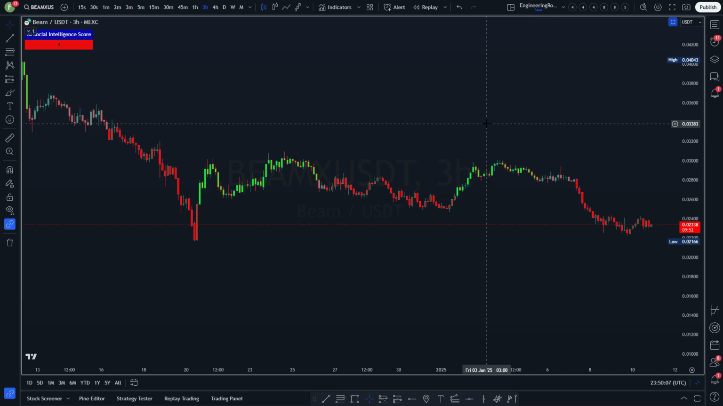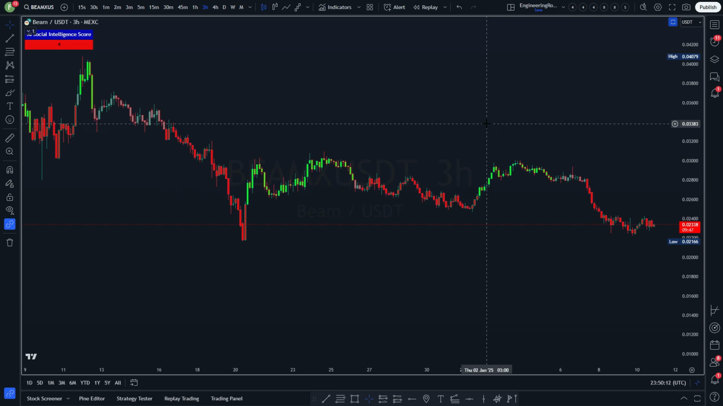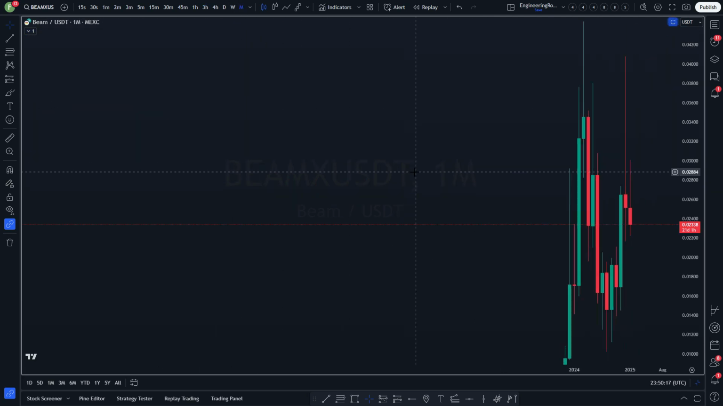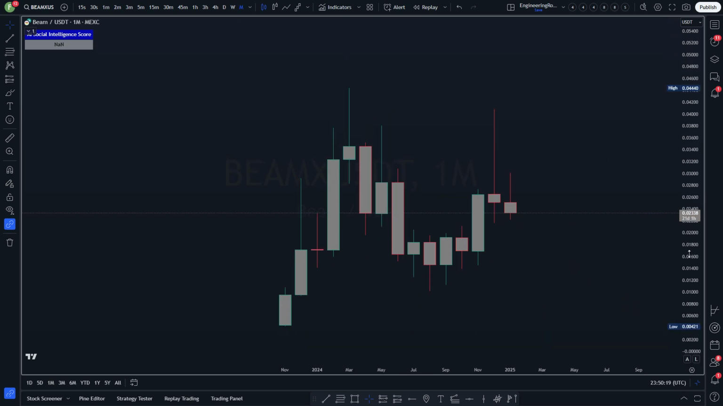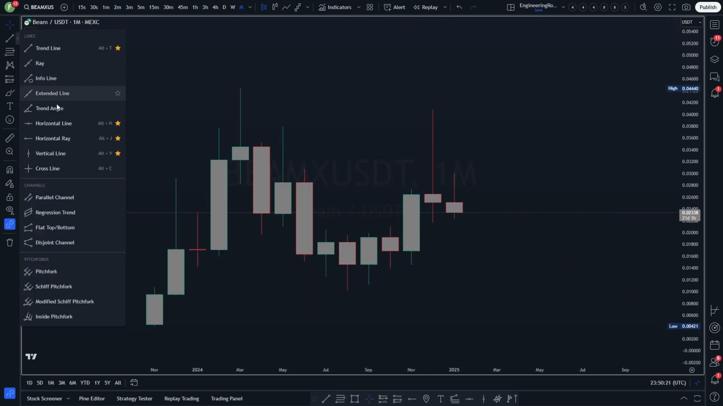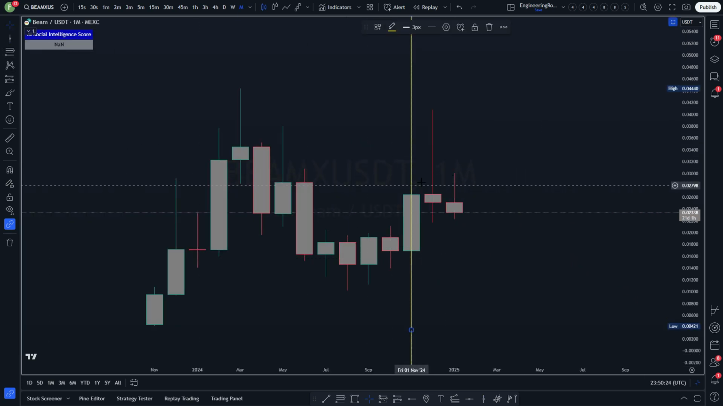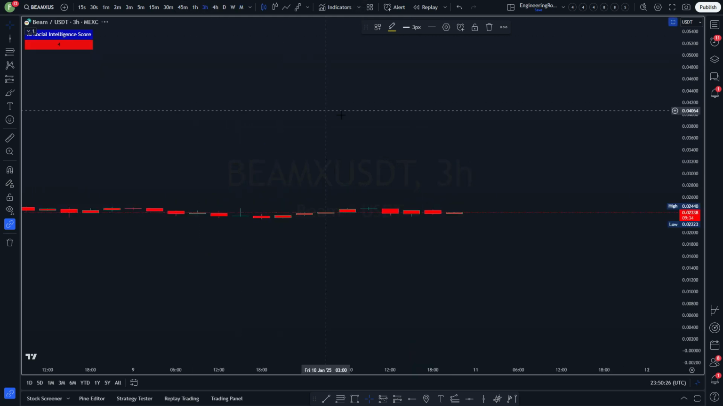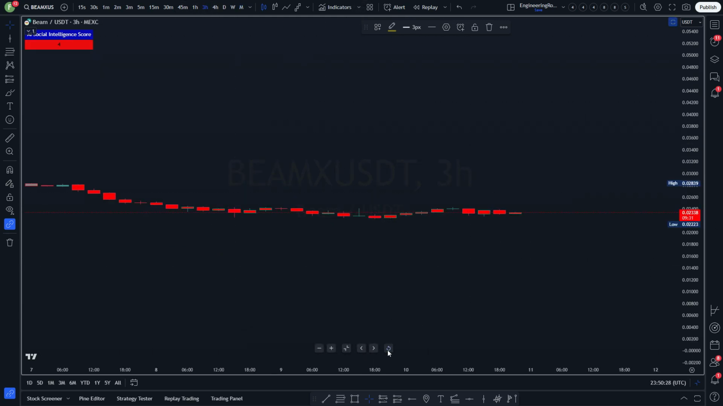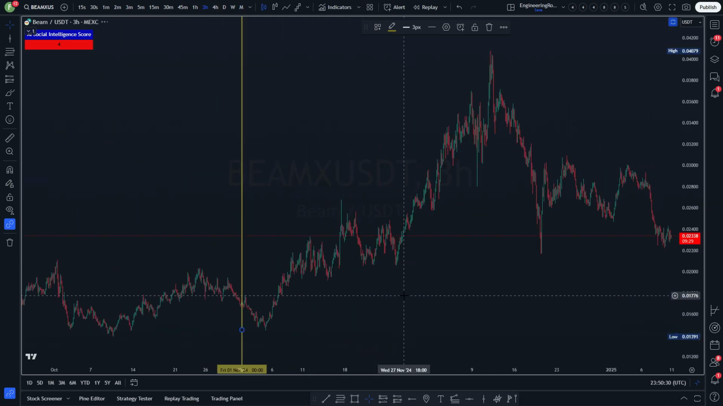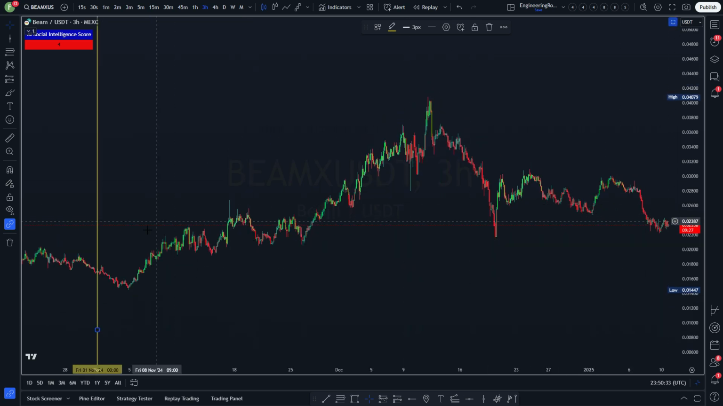This time we're looking at Beam, a popular gaming coin. So we are starting with looking at what the price is doing right now. But before I do that, I just want to go into the monthly time frame and look at the price action from the last 3 months, because I want to frame this chart. I'm not really concerned with looking at price going all the way back.